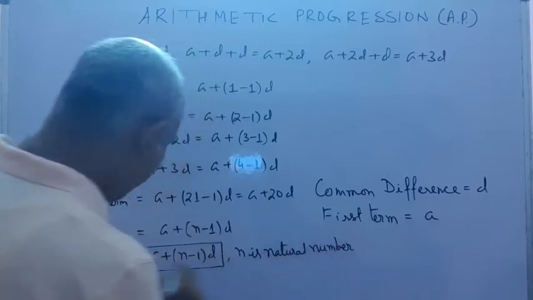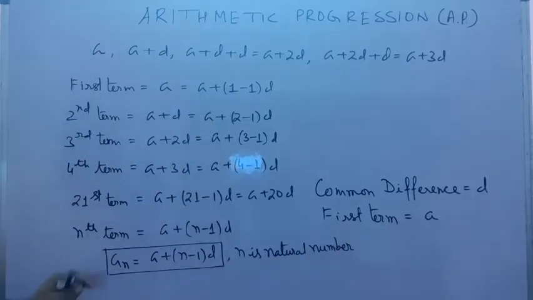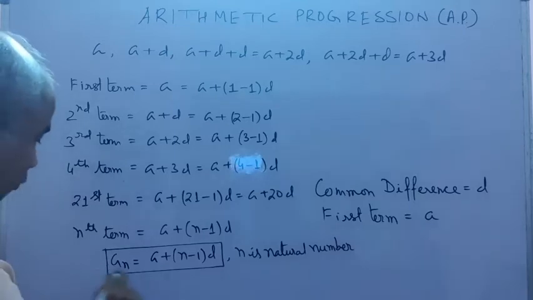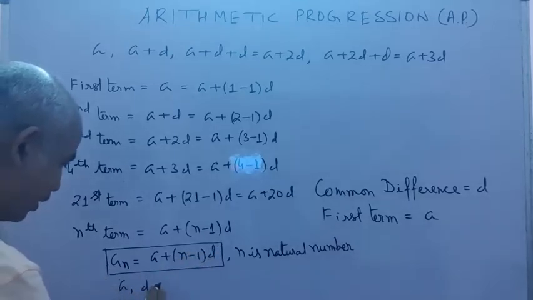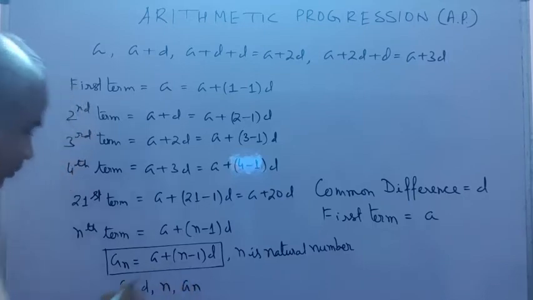So in this formula, you see 4 quantities are involved: a, d, n, and an. A means first term, d means common difference, n means position, an means the term in that particular position.